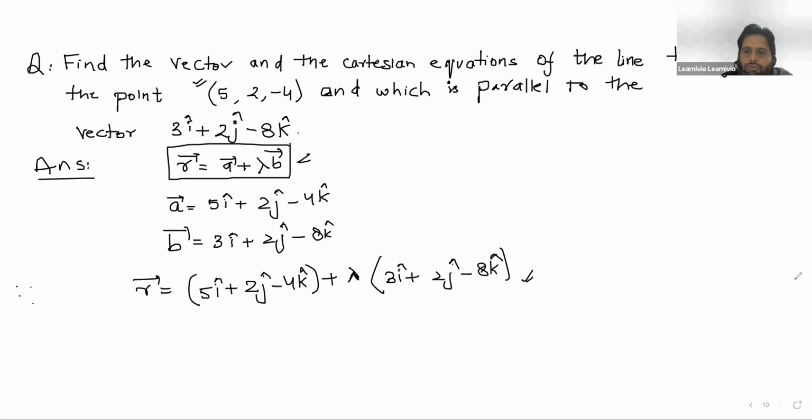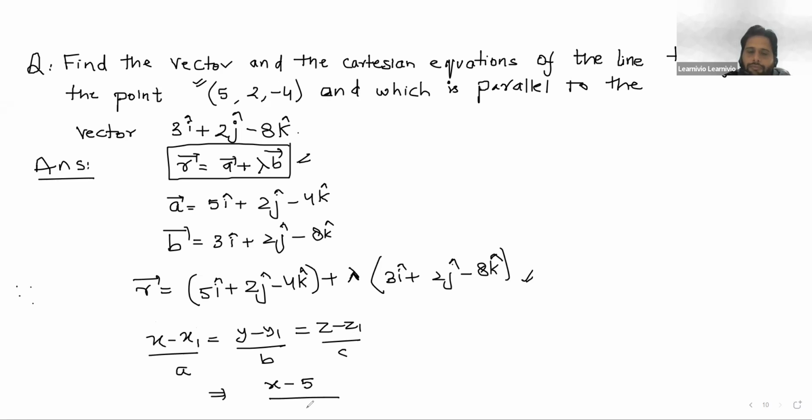Okay, please check here. Josefa, please tell me the formula for Cartesian form. Josefa, it is better if you unmute yourself. Okay. X minus X1 by A is equal to Y minus Y1 by B is equal to Z minus Z1 by C. So, Josefa, please tell me, what is the value of X1? 5. What is the value of A? 3. Okay, similarly, Y minus 2 by 2 is equal to Z plus 4 by minus 8. This is the final answer, Josefa. Is it clear?